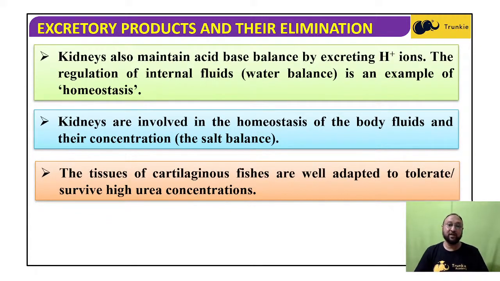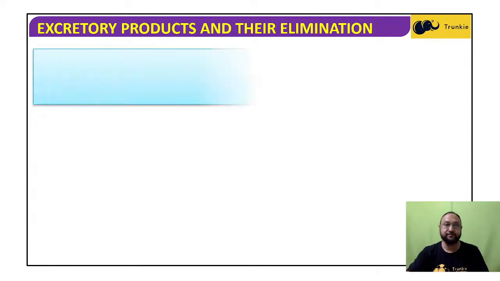Okay, so cartilaginous fish, as I told you, you studied in class 11 that there are two kinds of fishes: cartilaginous fishes and the bony fishes. Cartilaginous fishes means chondrichthyes, and bony fishes mean osteichthyes. The cartilaginous fish are well adapted to survive the high urea concentration.